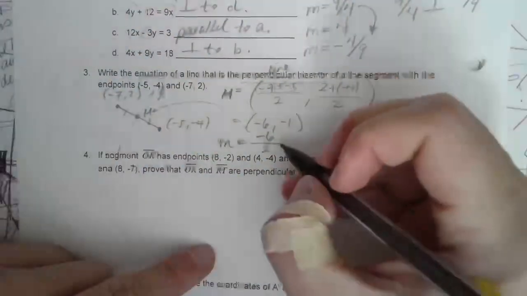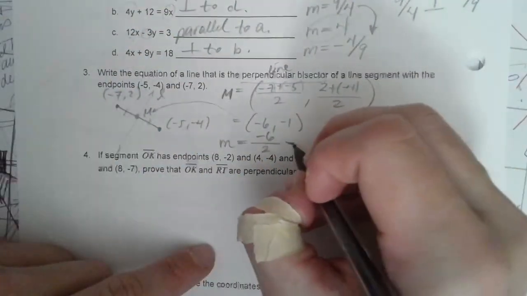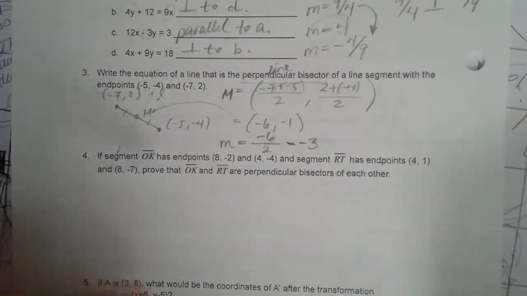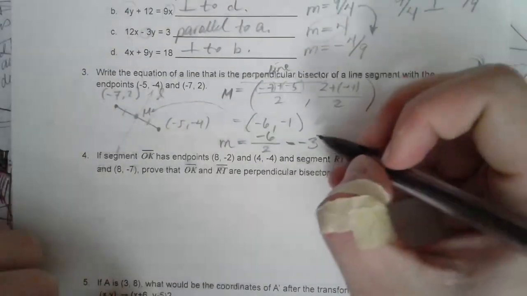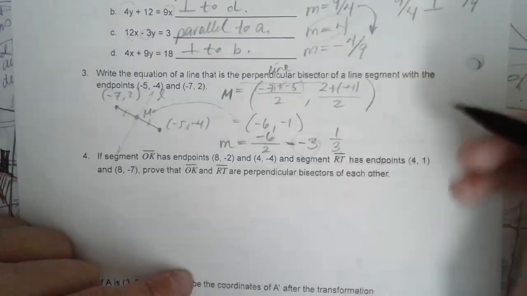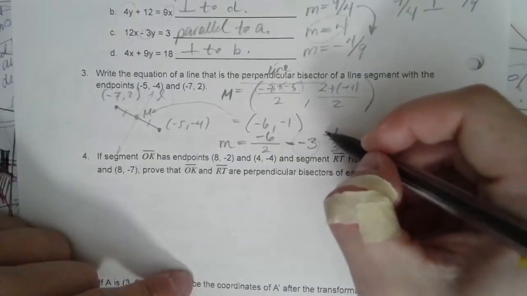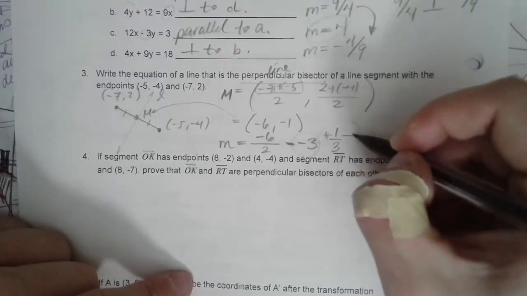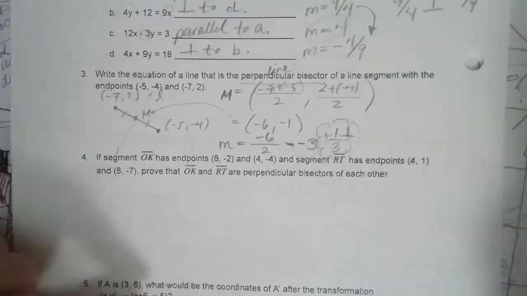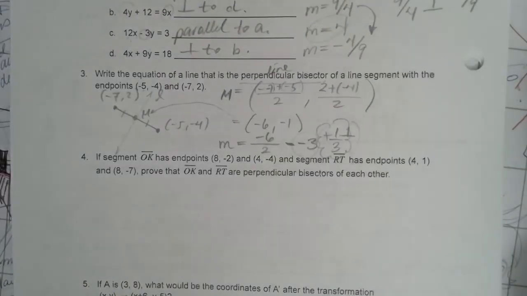Sorry, I just want to make sure I have plenty of room here, so I'm going to change that out. -3. So to make a perpendicular slope, I'm going to flip this guy over so that it's 1/3. And then also make it positive. So this is my perpendicular slope here, that I'm going to use in the equation of my line, and I'm done.